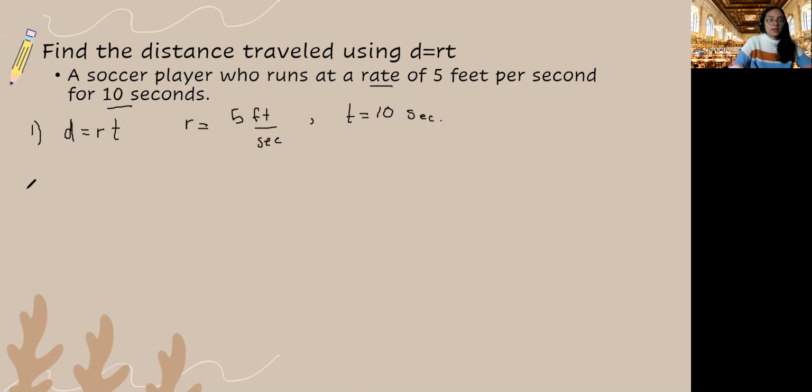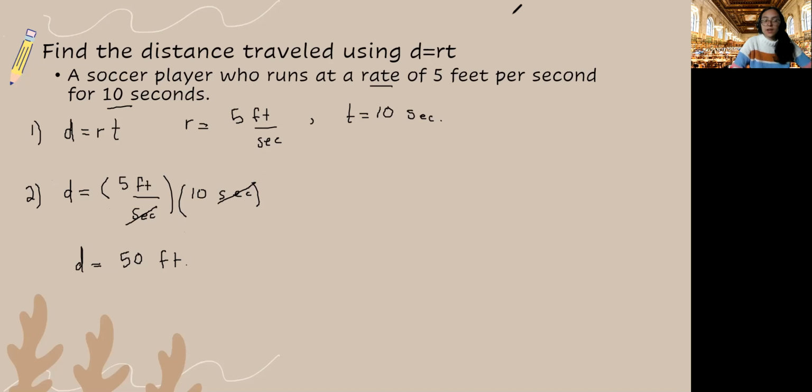Okay, now I can substitute that in. So d, which is distance, r will be 5 feet per second, and time will be 10 seconds. Now we carry out our multiplication. Distance will equal 5 times 10, which is 50. Seconds cancel, and we bring down the unit of feet. So this is our answer: a soccer player who runs at a rate of 5 feet per second for 10 seconds will have run 50 feet. Go ahead and jot all of this down so that we can move on to our next example.